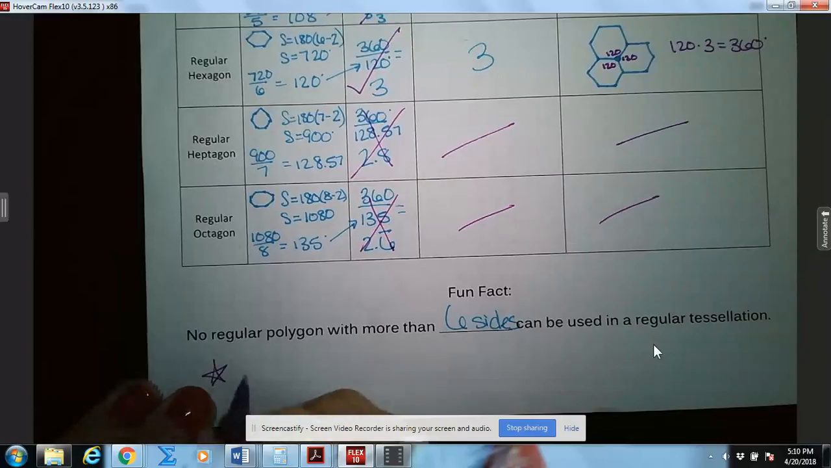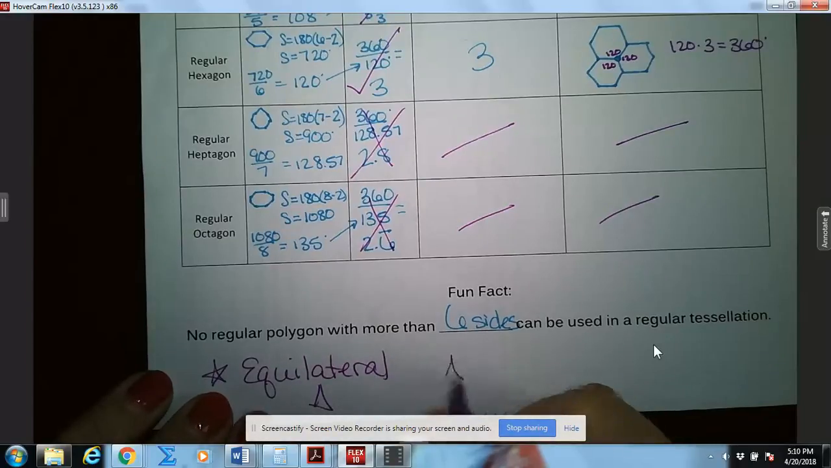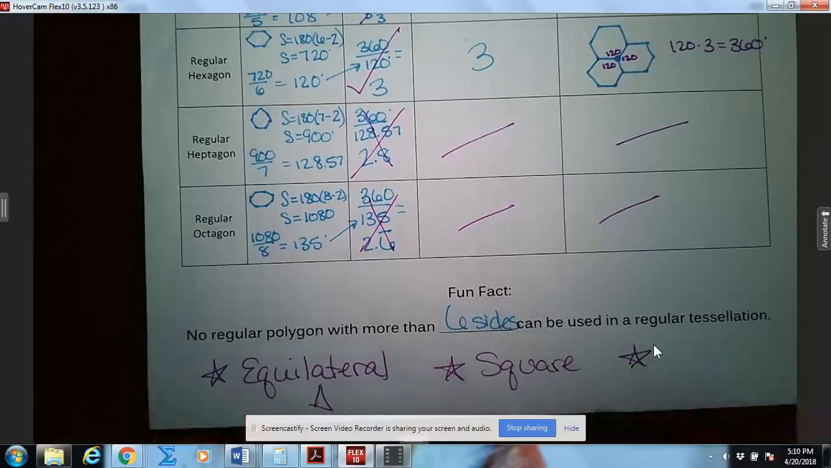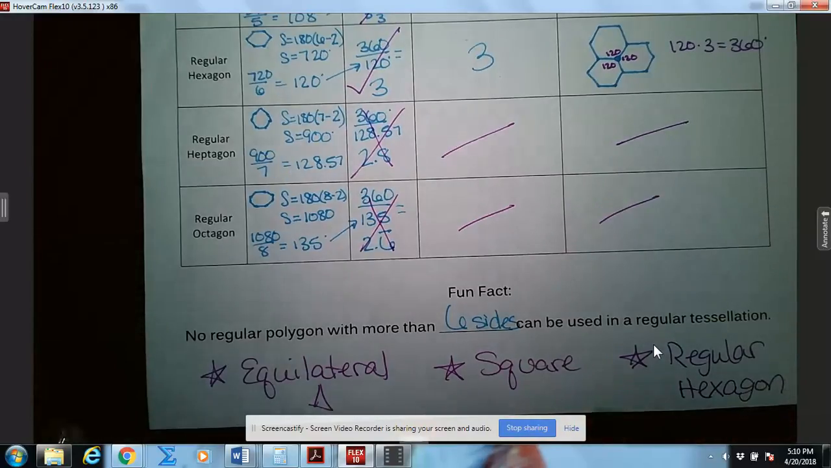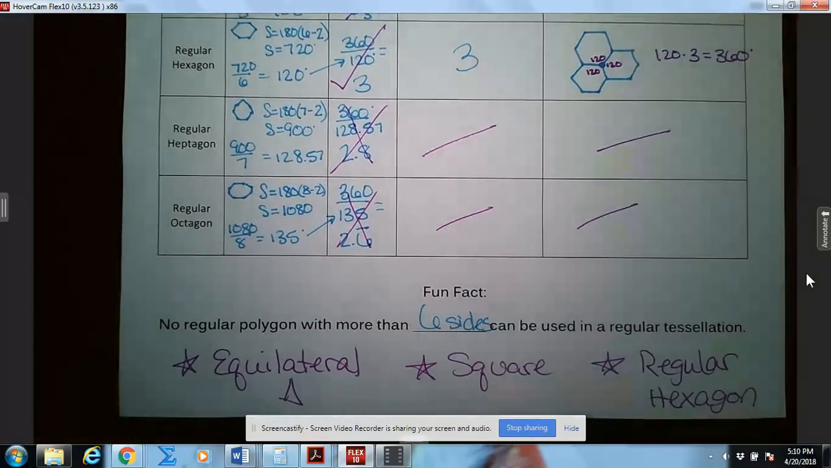Jot them down. An equilateral triangle, a square, and a regular hexagon. These are the only regular figures that can tessellate a plane. That's important to know.